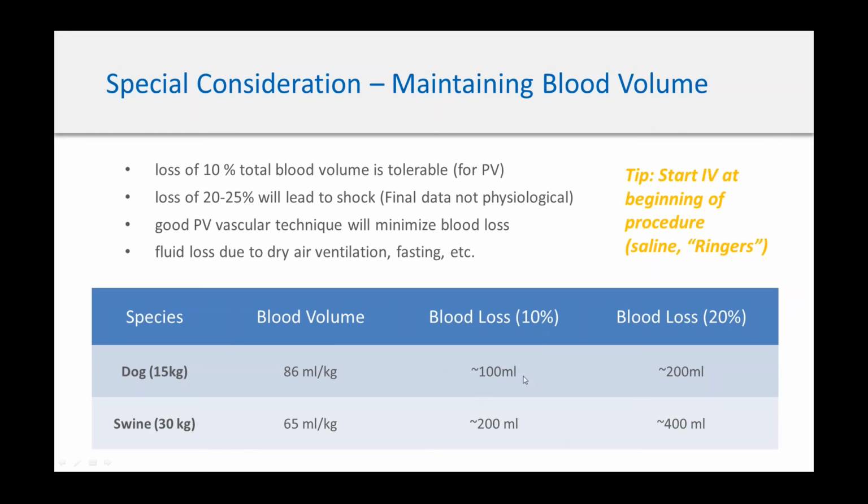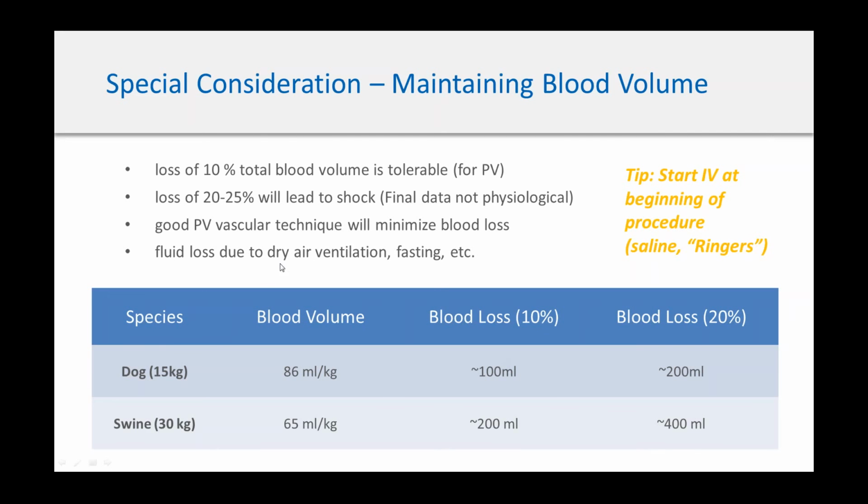In a dog, even just a 15-kilogram dog, a 10% blood loss is almost 100 mils, and in a 30-kilogram pig, that's almost 200 mils. There's no way you should be losing that much blood. We take blood samples here and there, but we might only really take 20 or 30 mils total, so those are usually pretty small effects if you're careful.